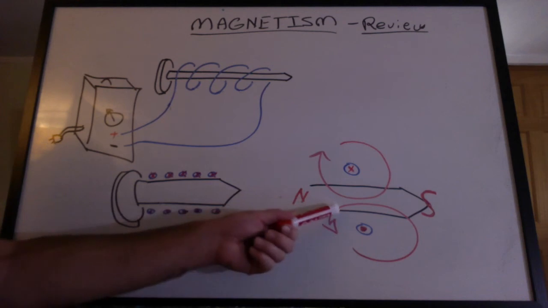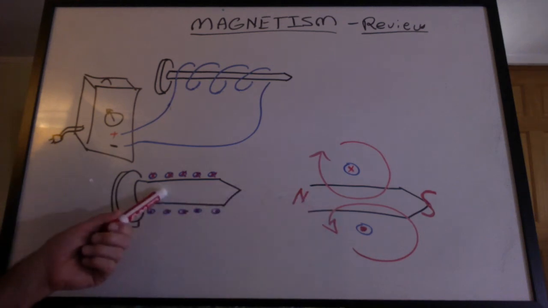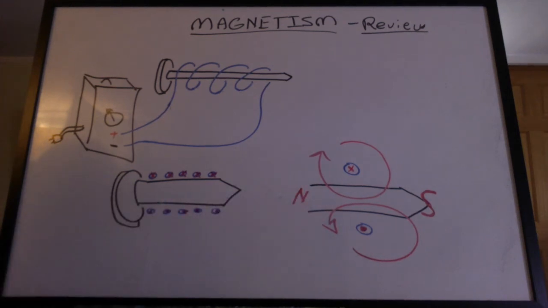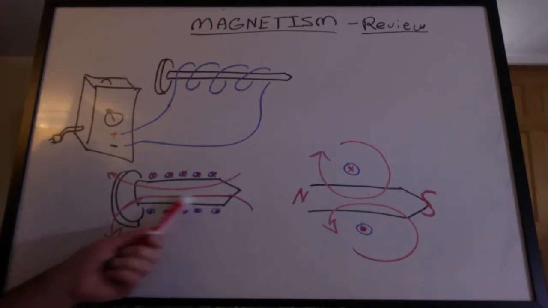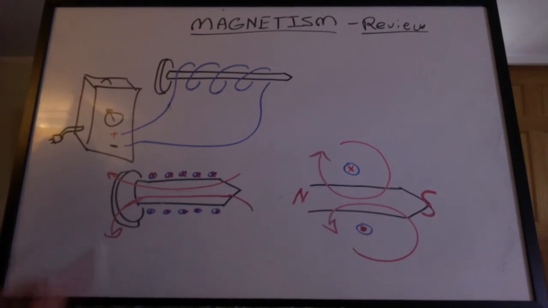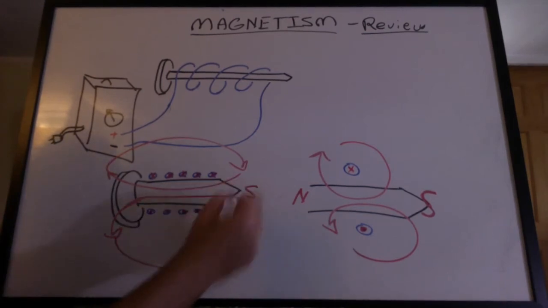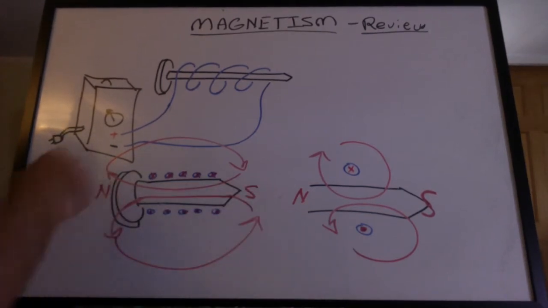And if I duplicate this diagram over here, when the field lines overlap, they end up forming a continuous path down the middle of the nail. And they emerge at this end and loop around to that end, making this end the South Pole and that end the North Pole.